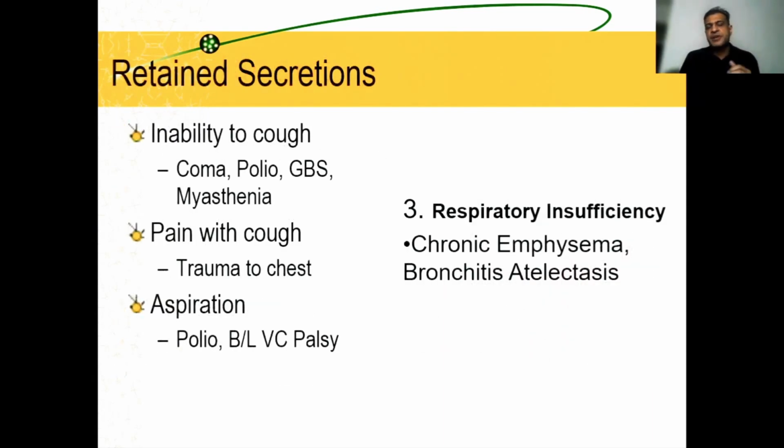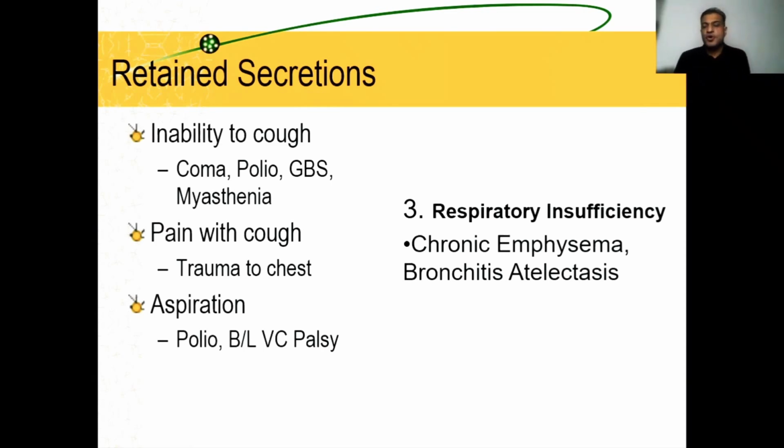In retained secretions, the patient might be in coma or have a muscular condition like myasthenia gravis or GBS, where he is not able to cough out. Secondly, the patient may have trauma to the chest, with rib fracture and severe pain while coughing, and so there are retained secretions.